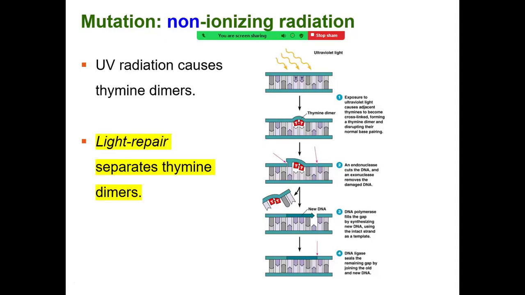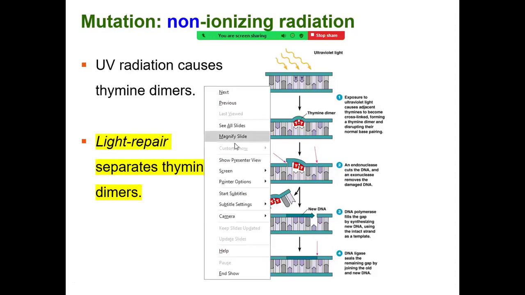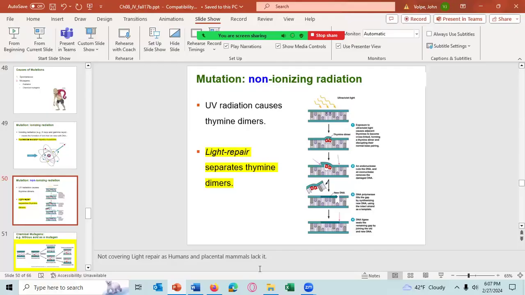Now, if the DNA is trying to be replicated, the DNA polymerase will move along the DNA to here, will stop at the thymine dimer, and will not ever proceed further while there's a thymine dimer there. If the cell then goes through replication, it will have a mutation because this portion did not get replicated. Any question about that? I'm not going to talk about light repair. You will not be quizzed on it.